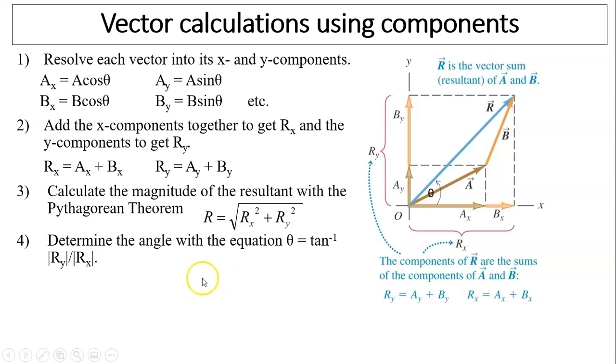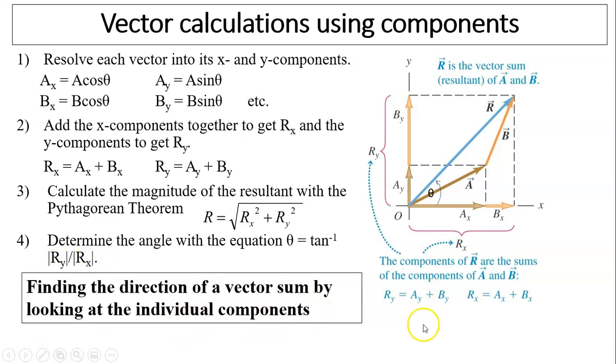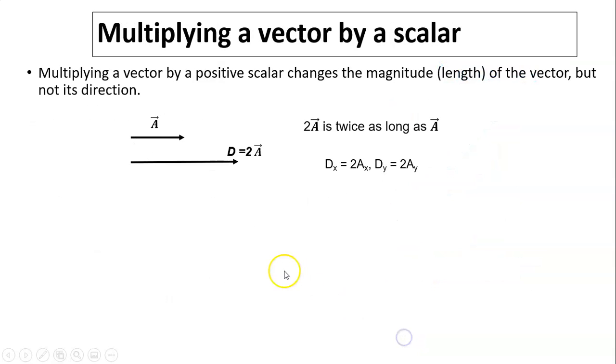Pay attention to the directions or components of Rx and Ry. So when I find theta, I just use the number, not the sign. So that's why I put absolute value here. And to determine the angle, you have to see what are the signs of Rx and Ry.